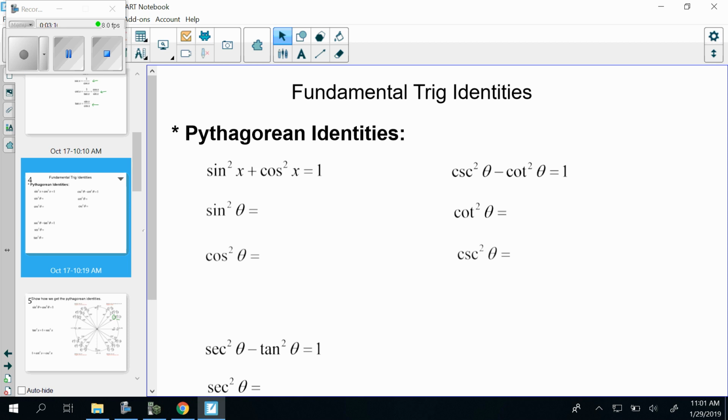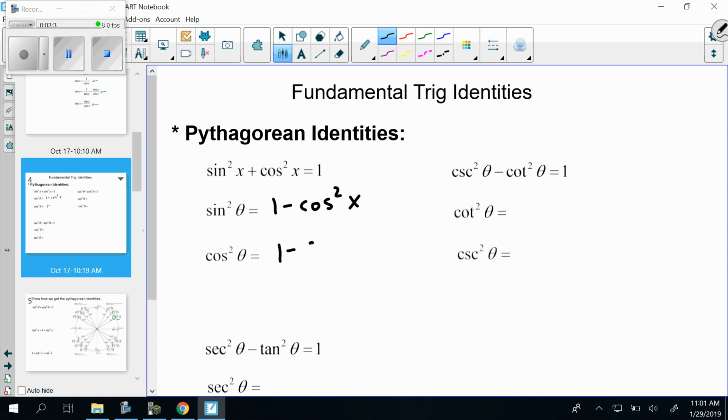Using what we know then, that Pythagorean identity of sine squared plus cosine squared equals 1 could also be written differently just by moving stuff around. So sine squared, if we subtract cosine squared, would be the same as 1 minus cosine squared of the angle. If we did the same thing and solve for cosine squared, it would be 1 minus sine squared.